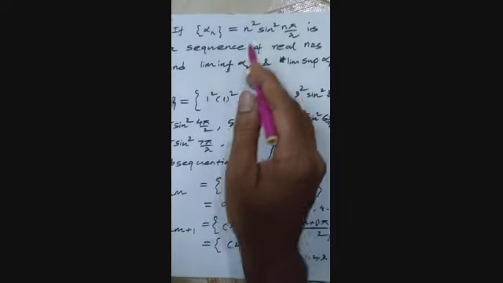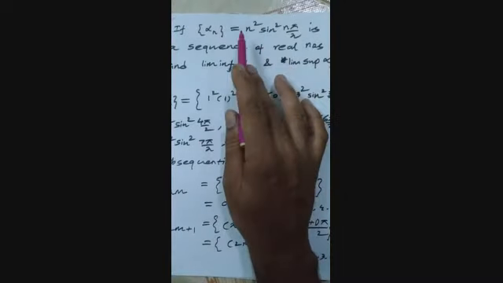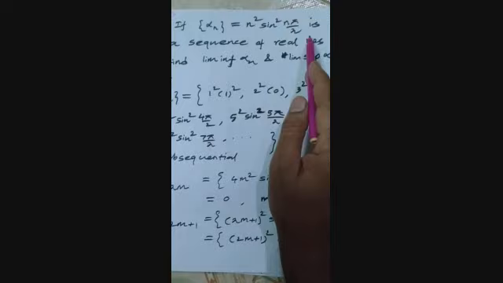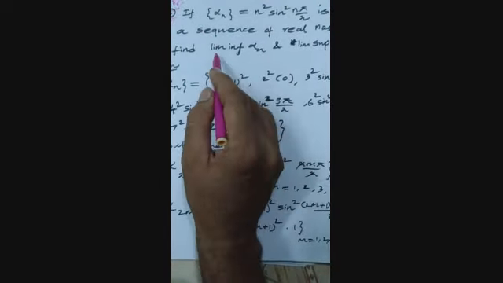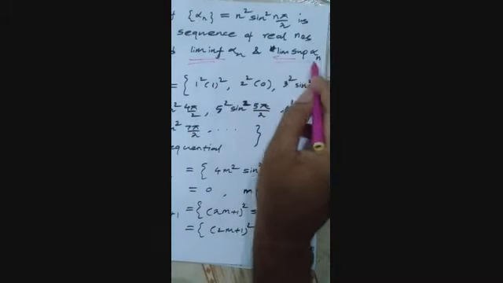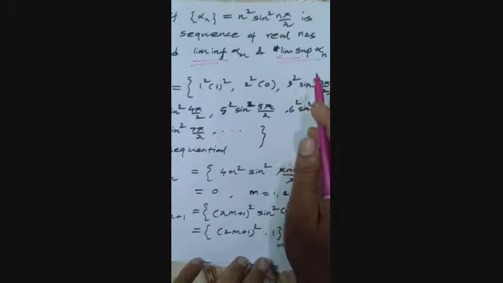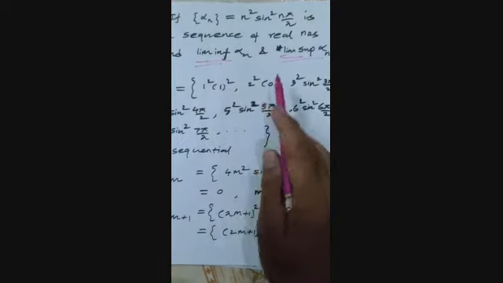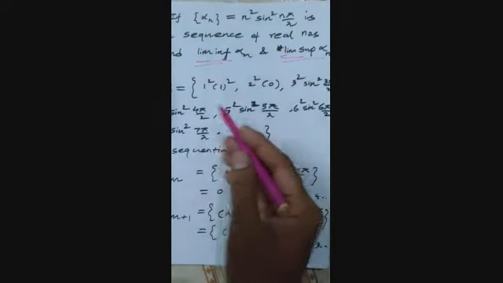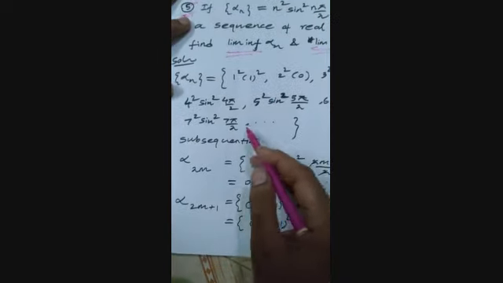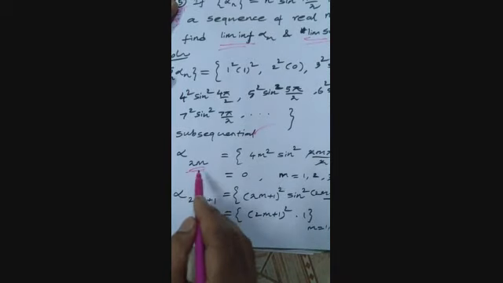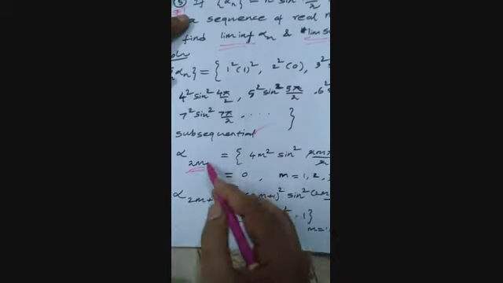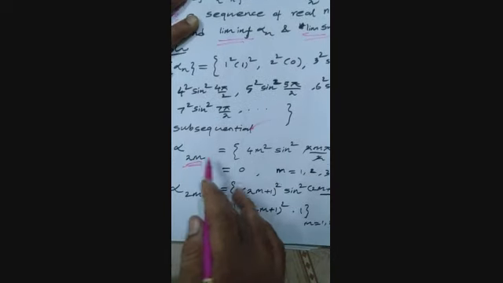Alpha n, the given sequence, n square sin square n pi by 2, is a sequence of real numbers. We have to find the limit infimum and limit supremum. So this is our question. Give the values 1, 2, 3 like this. Before giving the values, we take the subsequence alpha n where n equals 2m, that is, the even terms.